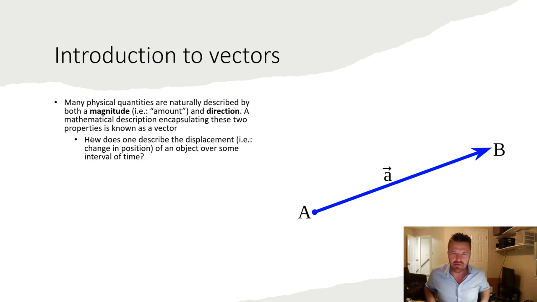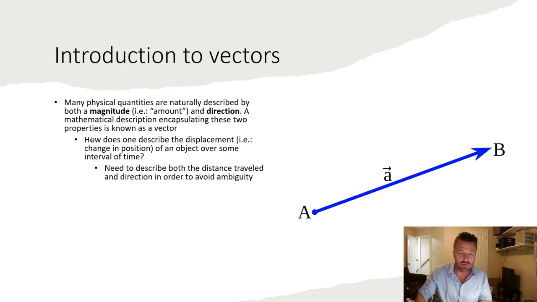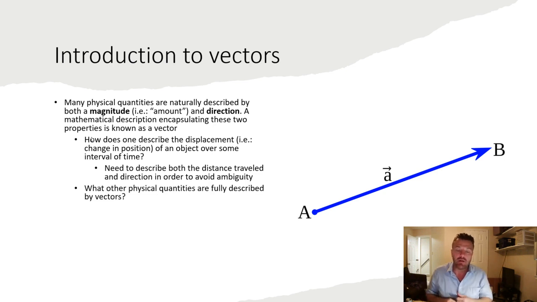I gave you the example of displacement being a vector at the beginning of the lecture. If you think about an individual starting here and maybe going there, naturally they travel a certain distance, but in addition, there's a certain direction or orientation to the way that they travel. And without knowing that direction, you really don't know where they ended up. So what other physical quantities are fully described by vectors?